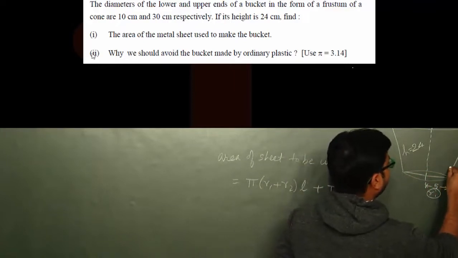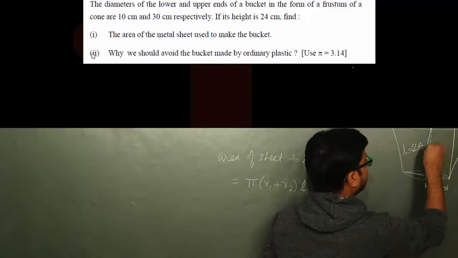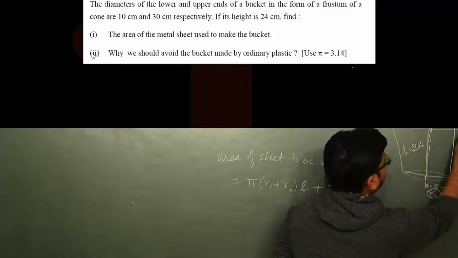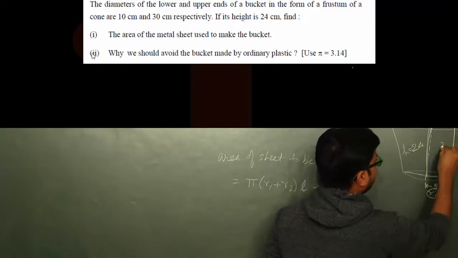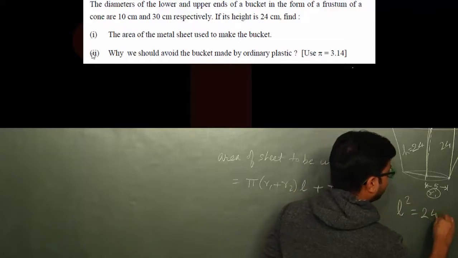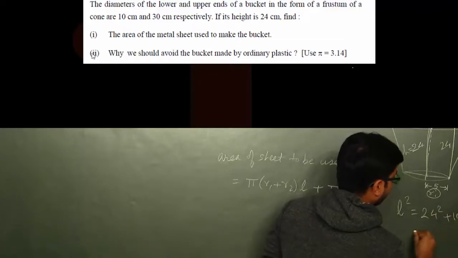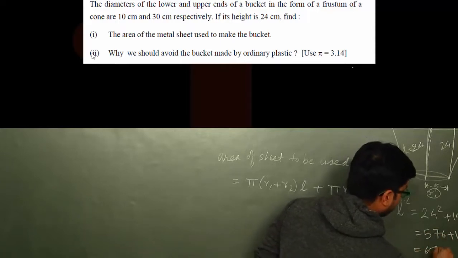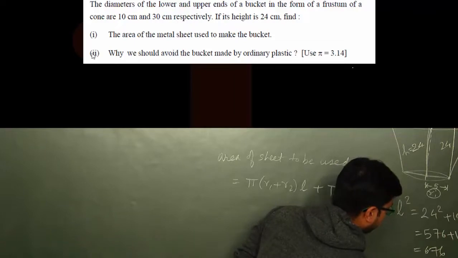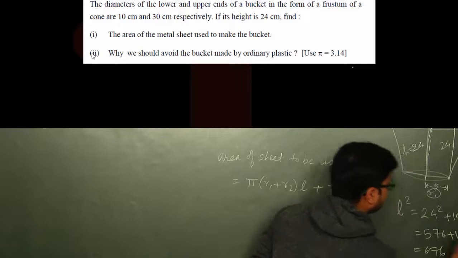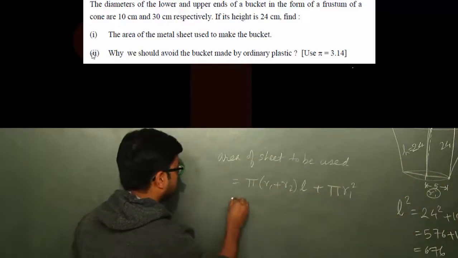How do we find out L? From this point, if you draw a line parallel to this height, this is going to be 5, right? So the remaining part is going to be 15 minus 5, which is 10. The height is 24. So L square will be equal to 24 square plus 10 square, which is 576 plus 100, which is 676. Therefore, L is square root of 676, which is 26 centimeters. So the slant height is 26 centimeters.